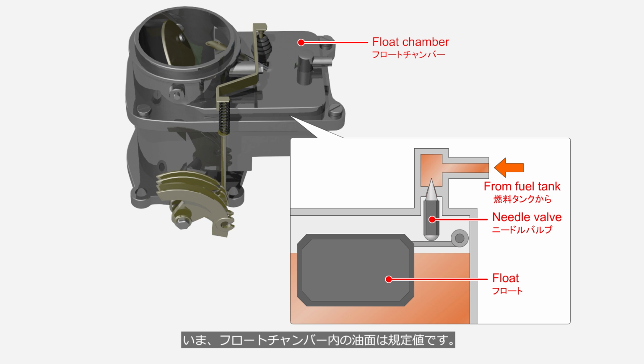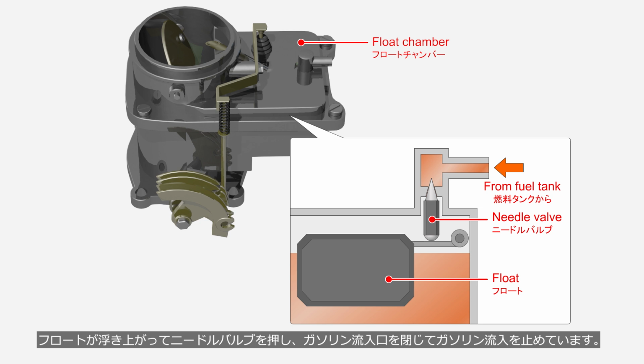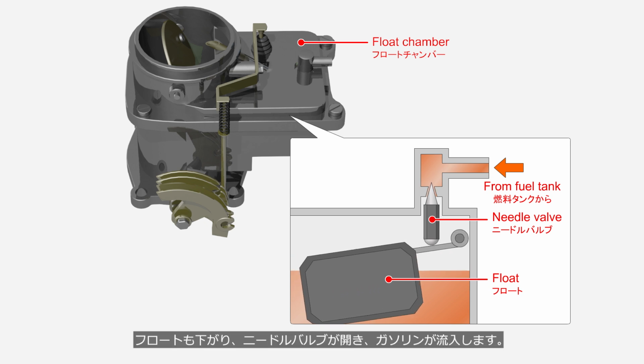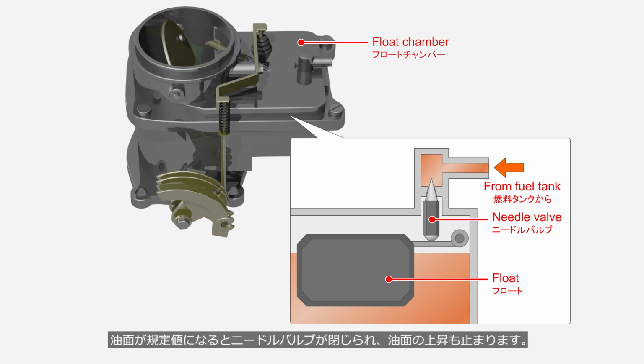At the moment, the fuel level in the float chamber is at the specified value. The float rises and presses up the needle valve, closing the gasoline inlet and stopping the flow of gasoline. The fuel level will not rise any further. As the engine consumes gasoline and the fuel level drops, the float also descends, causing the needle valve to open and allowing gasoline to flow in. As the fuel level rises, the float also rises. So when the fuel level reaches the specified value, the needle valve closes, and the rise in fuel level stops. In this way, the float chamber maintains a constant fuel level and ensures a stable supply of gasoline.